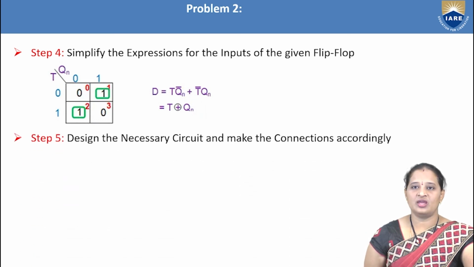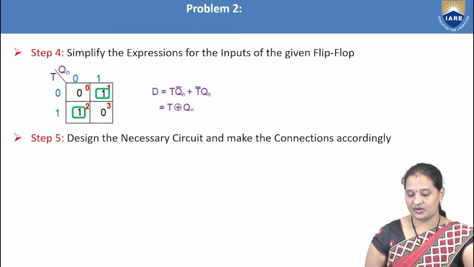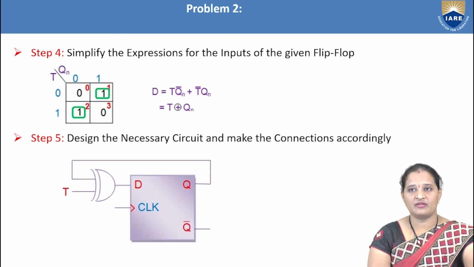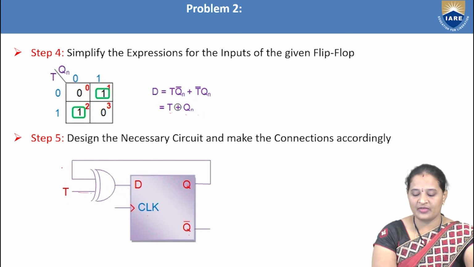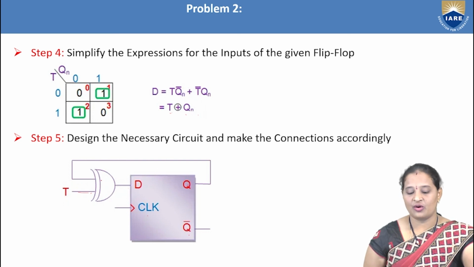So now draw the necessary circuitry for conversion. What is the available flip-flop here? The available flip-flop is D. So I am taking the D flip-flop here, with D, clock, and Q and Q bar as the outputs. Now D can be given by T XOR QN. So I am taking an XOR gate here. This is my XOR gate, to which one input is T and the other input is QN. So this is my conversion of D flip-flop into T flip-flop.